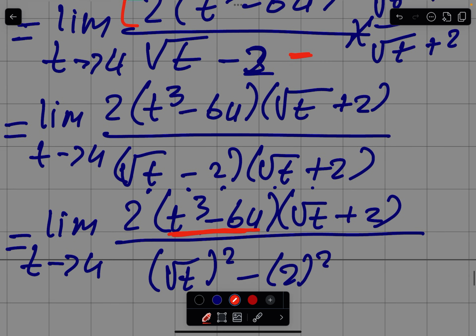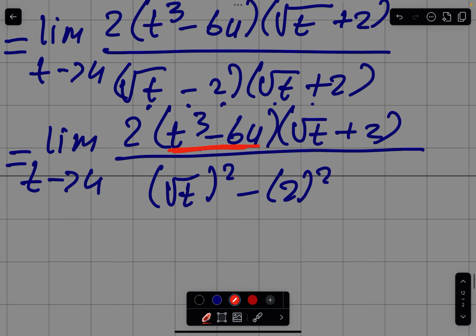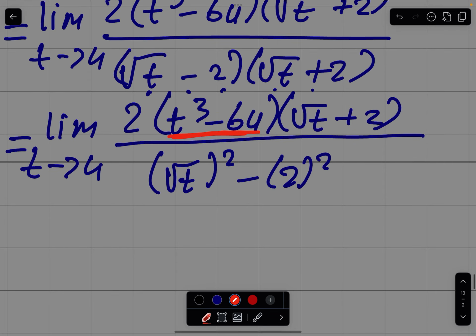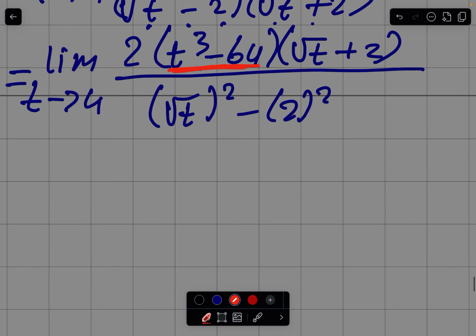What is your a? Your a is t. What is your b? Your b, you must look for the factors of 64. You're going to say 64 equal sign shift fact. Understand? That thing is going to give you what? t cubed minus 64 is the same as what?